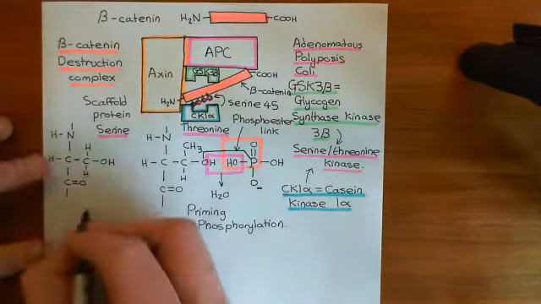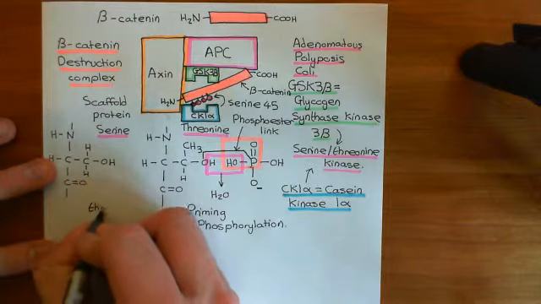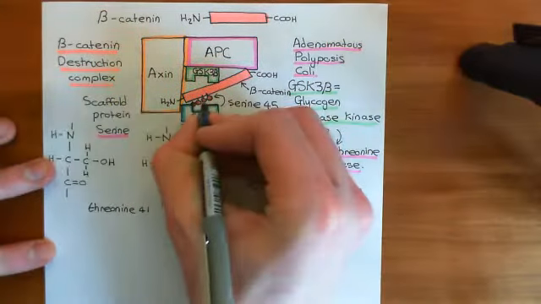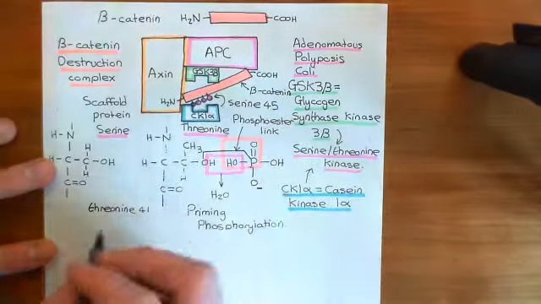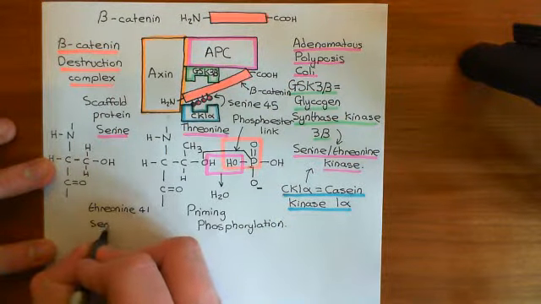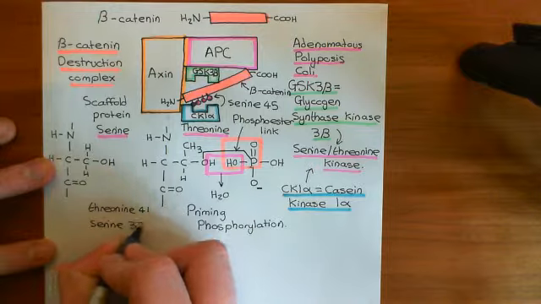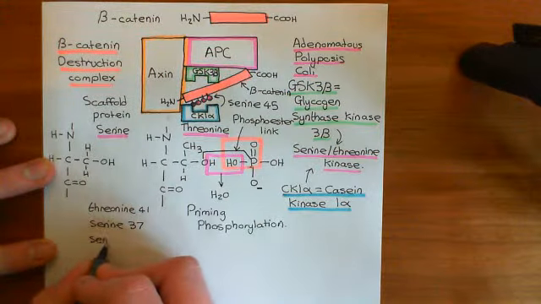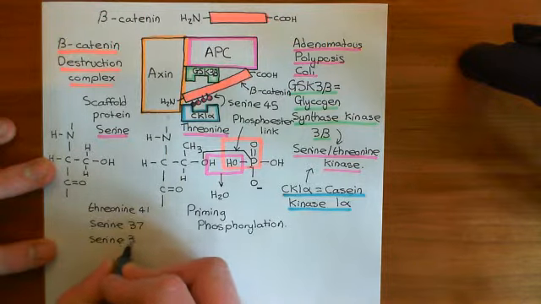Now, they are going to be added on to threonine 41, okay, which is that second one here. Okay, then we've got serine 37. Okay, that's the third one. So we're getting gradually closer to the amino terminus. And then finally, also serine 33.